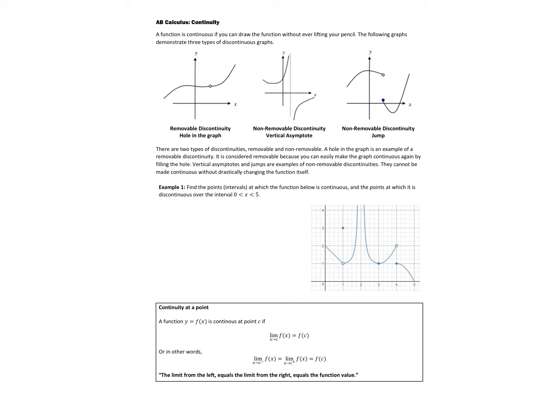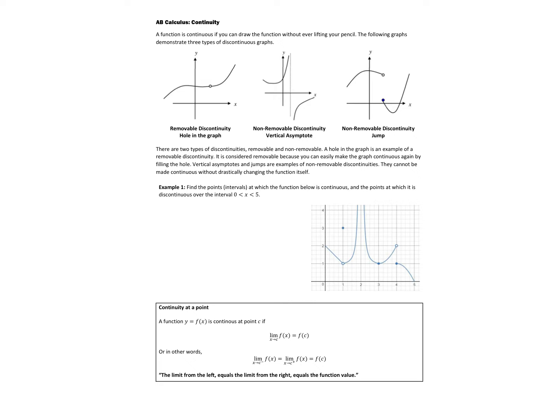A function is continuous if you can draw the function without ever lifting your pencil. The two types of discontinuities: removable and non-removable. A hole in the graph is an example of a removable discontinuity. It is considered removable because you can easily make the graph continuous again by filling the hole. Vertical asymptotes and jumps are examples of non-removable discontinuities. They cannot be made continuous without drastically changing the function itself.